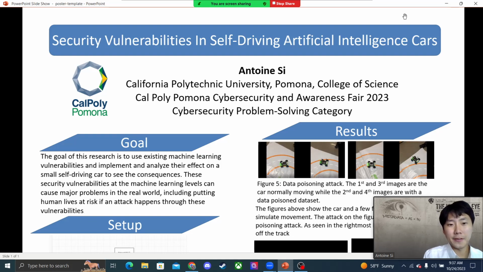Hello, judges of the Cal Poly Pomona Cybersecurity and Awareness Fair of 2023. My name is Antoine C., and I was a recent graduate at Cal Poly Pomona. I was a master's in computer science, and I finished my thesis in May of 2023. So today I will be talking about security vulnerabilities in self-driving artificial intelligence cars for the cybersecurity problem-solving category.